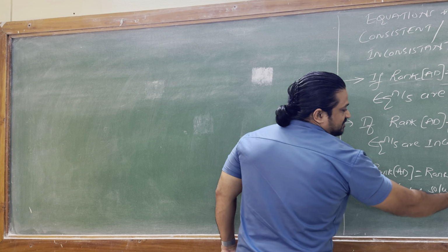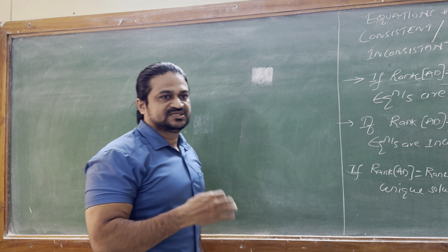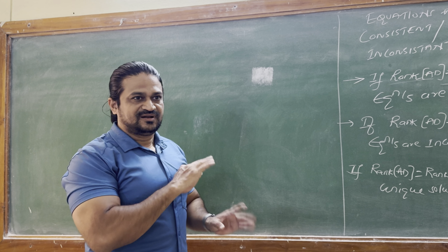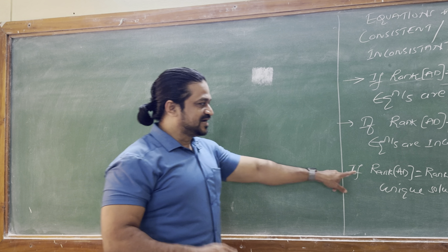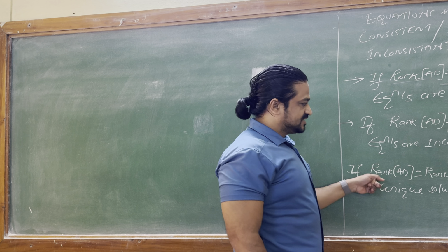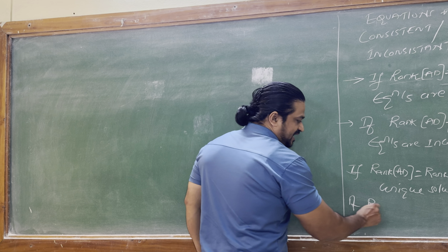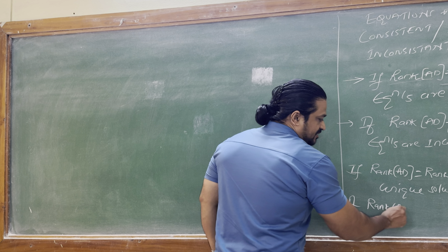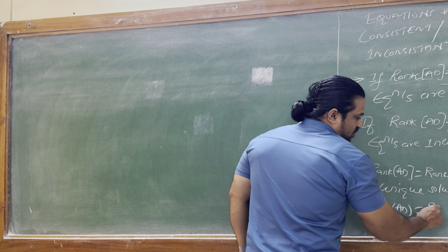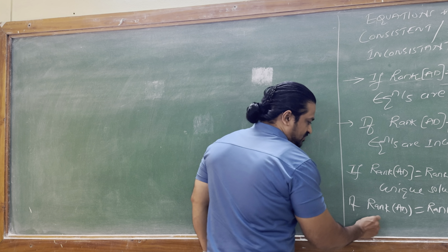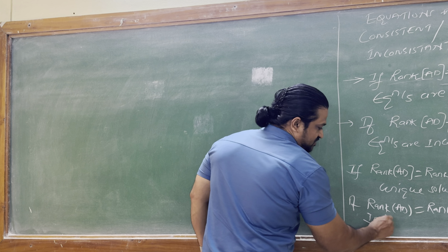Unique solution means the X values will be in terms of numbers, either 1, 2, 3 or 1 by 2, 3 by 2, all numbers. So you will get numbers. Unique solution means numbers you will get. If the ranks are equal but the rank equals 2, then you have infinitely many solutions.